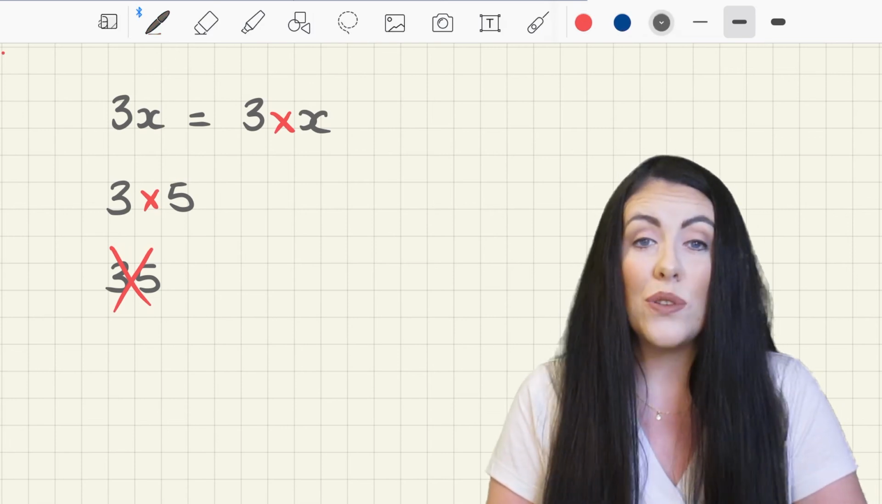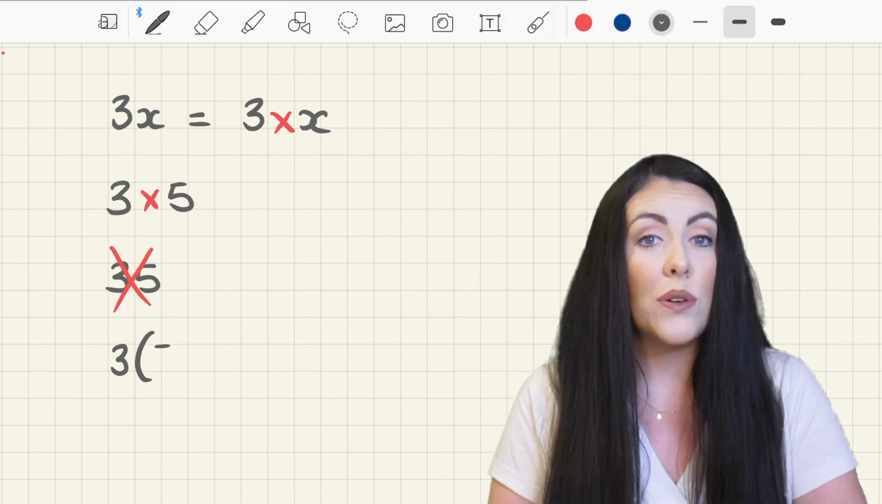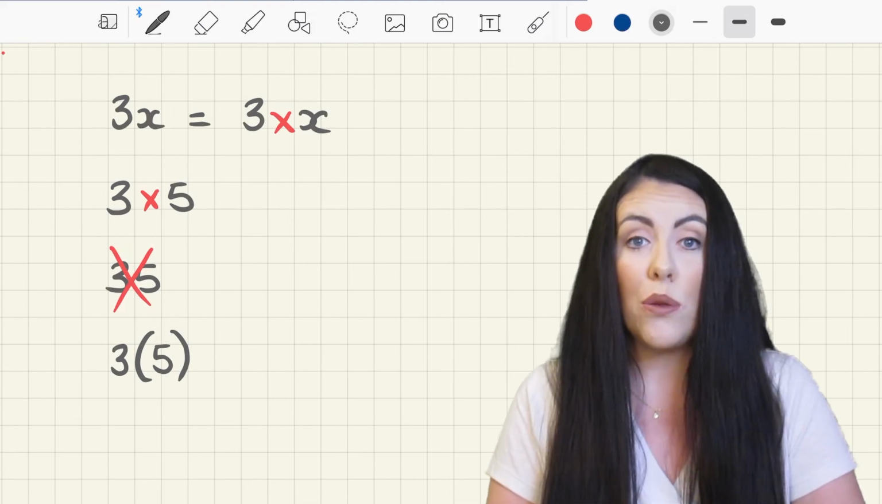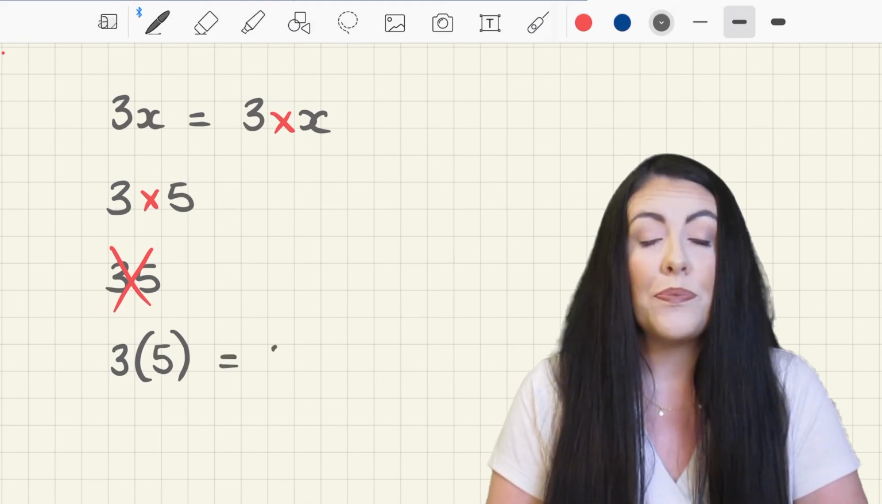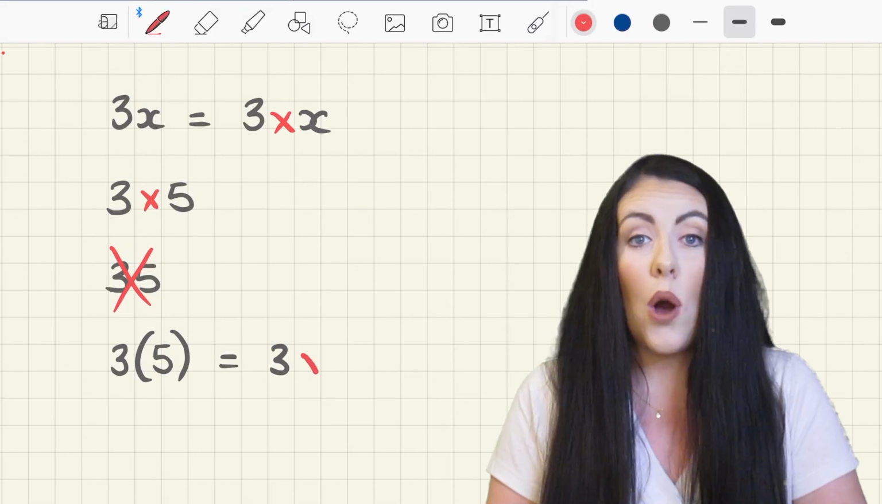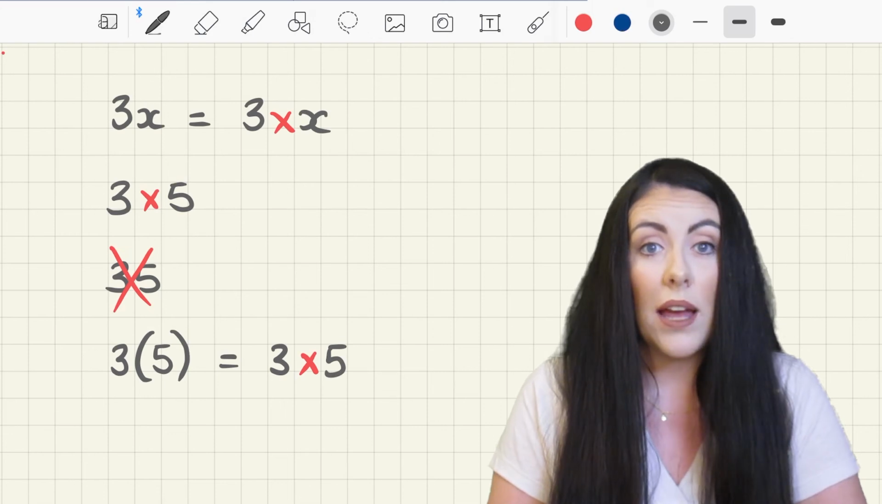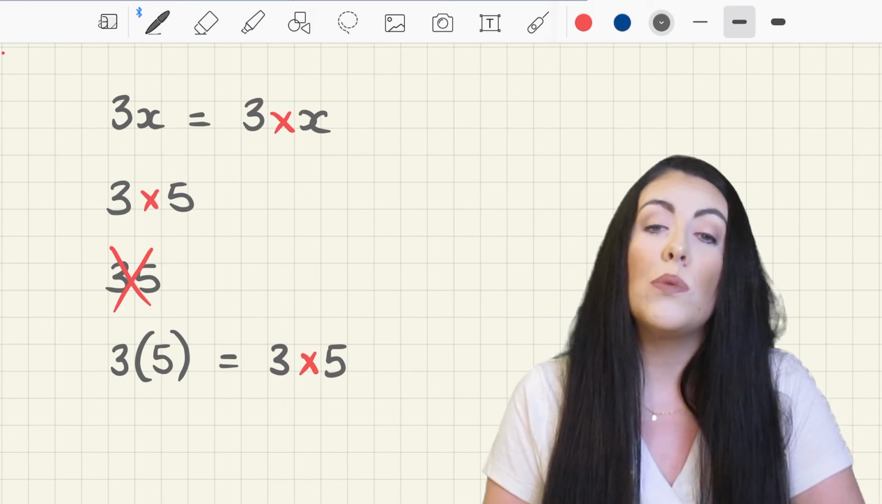We can show this in a different way. What we can do is put one of the known values, the 3 or the 5, into brackets. So instead of saying 3, 5, I can do 3, open bracket, 5, close bracket. Then I know that I need to multiply what's on the outside of the bracket with what's on the inside of the bracket. That's everything that you need to know on the rules of algebra.